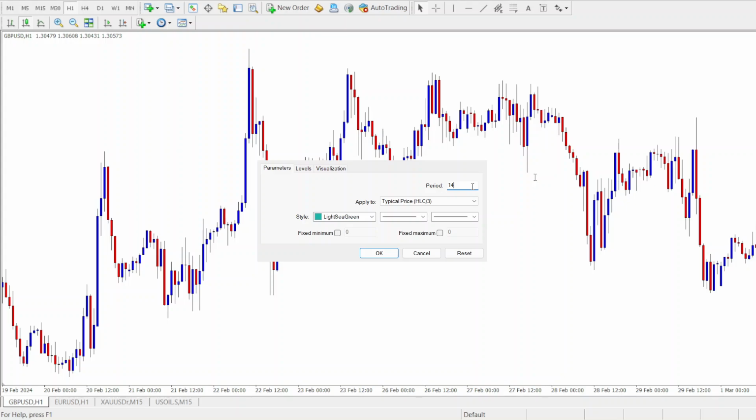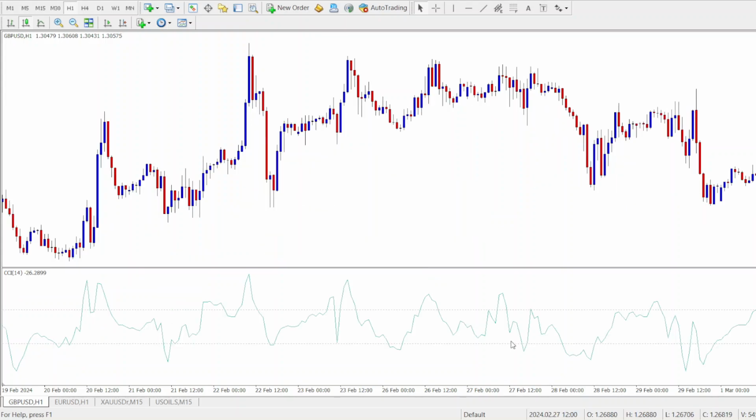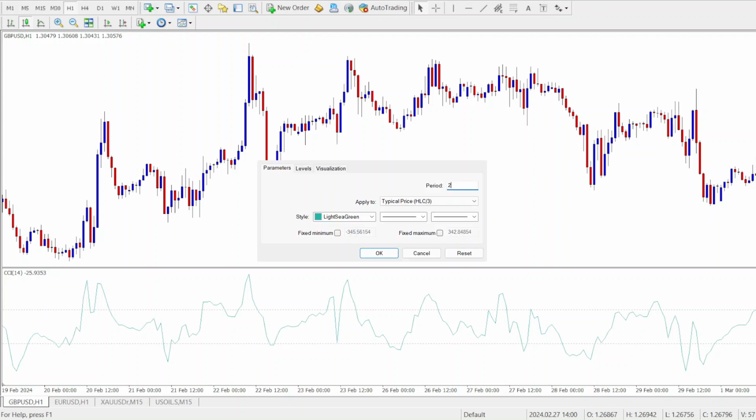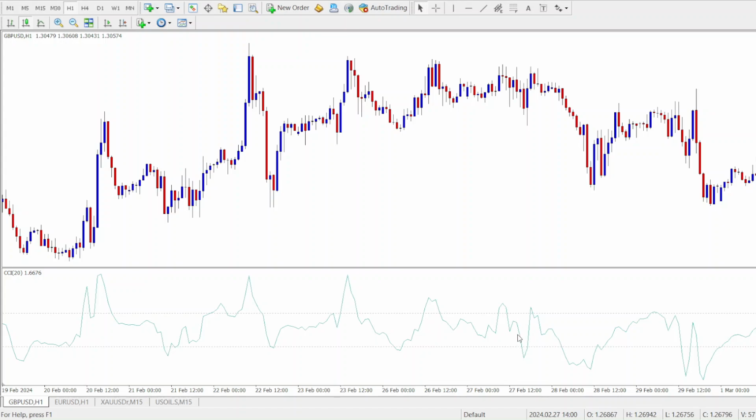Now, if you want a more conservative approach, you can increase the period to 20, just to smoothen out the indicator. Let's see how the 14 looks. You can see this is the 14 setting, then the 20 setting is going to smoothen out the indicator a bit, right? Even though the difference is not very much, if you want a more conservative approach, you can actually use the 20.